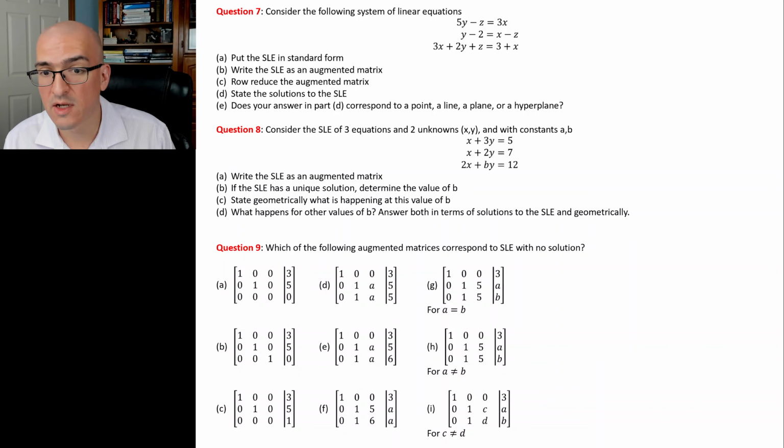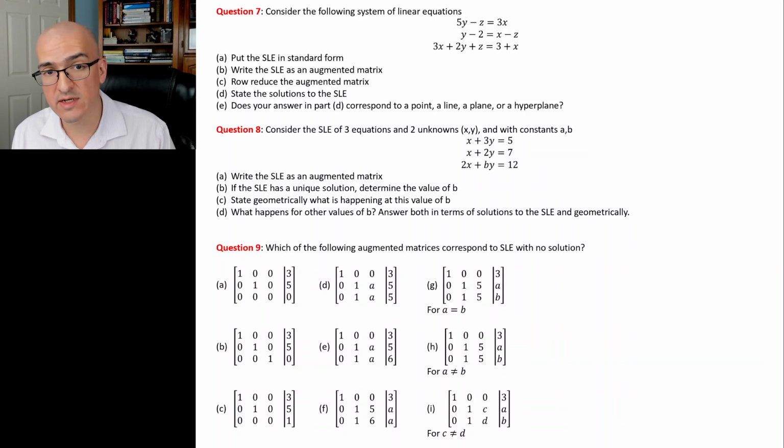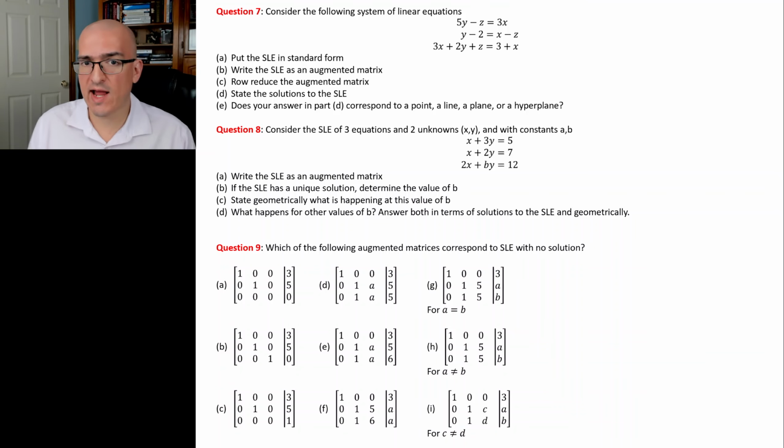Propose a solution. And then question 9 is an annoying set of matrices that all of them are asking the same question. Which of the following augmented matrices correspond to a system of linear equations with no solution? So some of them are relatively easy, and some of them with parameters you have to think about. You're going to have to do some row reduction and think about, okay, after I row reduce, under what scenario am I going to have a type of matrix that means no solution? So you have to play with these a little bit.